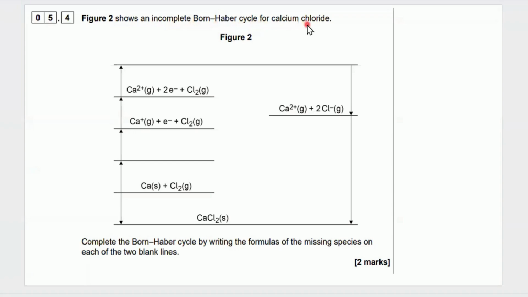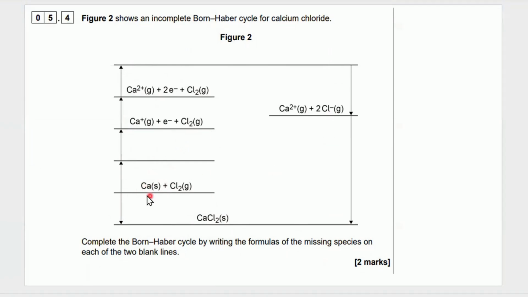5.4. Figure 2 shows an incomplete Born-Haber cycle for calcium chloride. So you've got one of these. People find these really difficult, but Born-Haber cycle, here we go. Write in the missing formulas. So you can see there's two blank lines, one right at the top and one in the middle there. Well, what we've got at the bottom there is the lattice formation enthalpy, and then going up from that, we've got calcium solid plus chlorine gas.